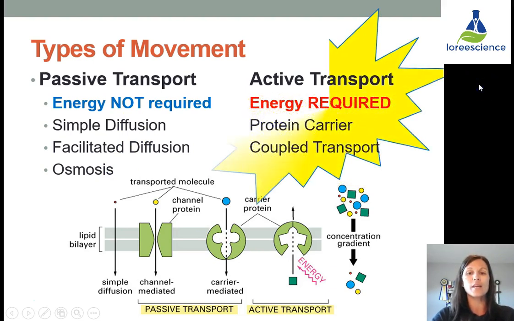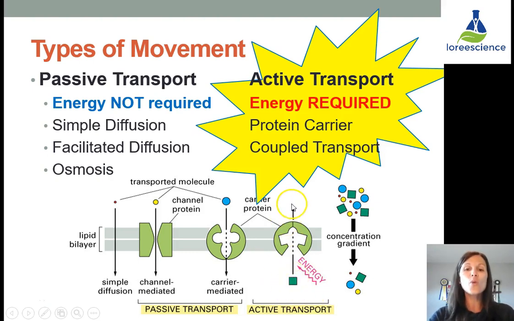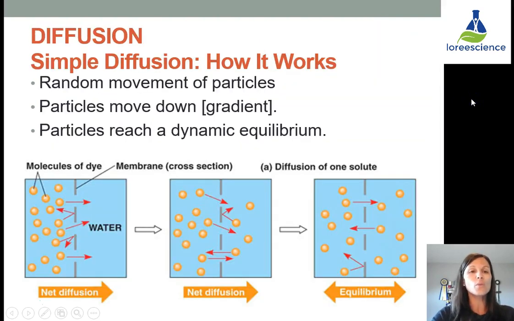Active transport, on the other hand, requires energy, and this is because substances are moving from an area of low concentration to high concentration, so they're moving against the concentration gradient. And this can include protein carriers and coupled transport. So let's start with diffusion.